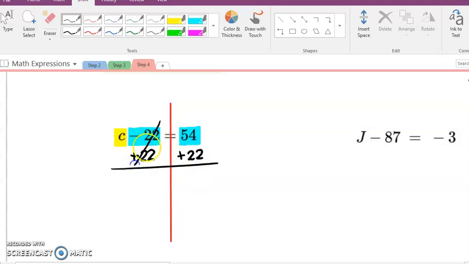So on the left side, the 22's cancel, and I'm left with just c. On the right side, what I have here are two like terms, 54 and 22. They're both constants, and I can put those together as we learned in step 3. We learned that we can combine like terms. When I combine these, I get 76. So now I check, is my variable all by itself? Have I isolated the variable? I have. C is all alone on the left side of the equation, and it equals 76. Therefore, that becomes my answer.